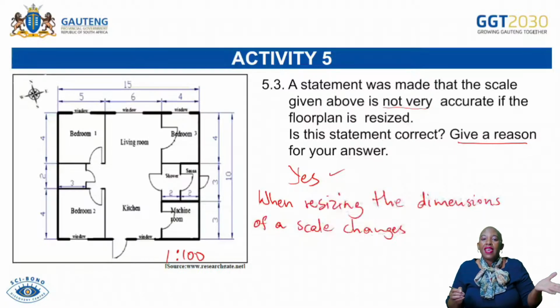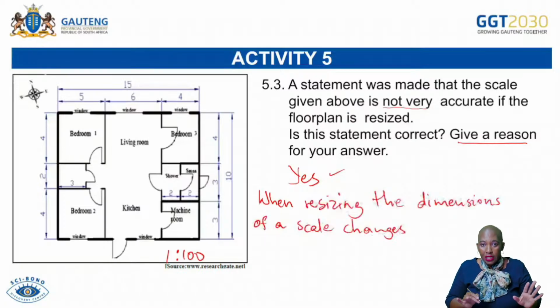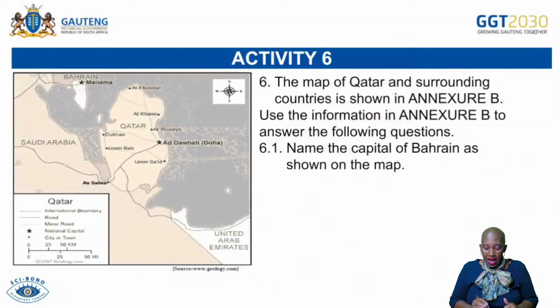It will be the bar scale. Remember, when we resize the map, the bar scale is also resized and it does not affect the bar scale. So it will be best if we use the bar scale. But in this instance, we say yes, it will be incorrect because once we resize the scale, the dimensions also change. They are affected. Now let's go to what?